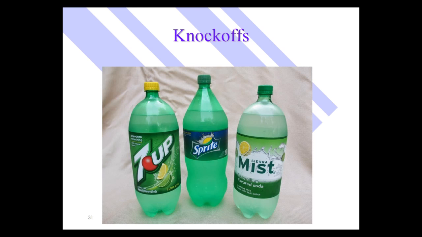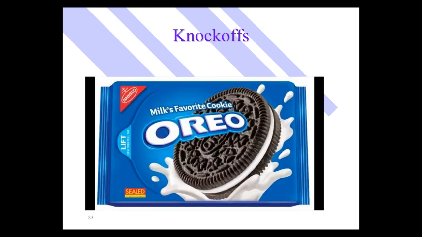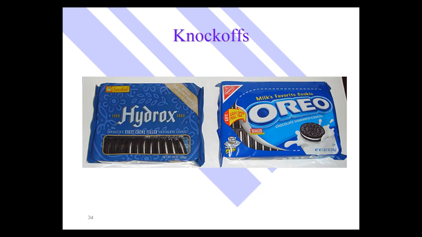I started by mentioning Oreos. Interestingly enough, Oreos is a knockoff. The original sandwich cream cookie was Hydrox. Hydrox came out in 1908. Oreo, the people at Nabisco, knocked off the Hydrox product and came out with Oreo 4 years later. Of course, Oreo's done a better job over time than Hydrox, so they've completely supplanted Hydrox. Hydrox tried to claim a superiority because they were first.